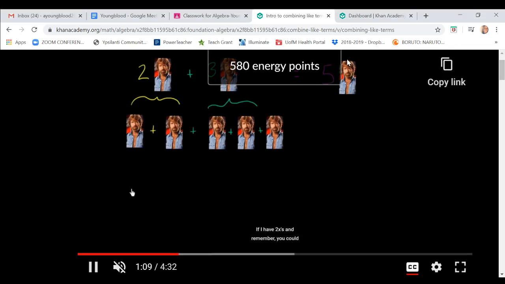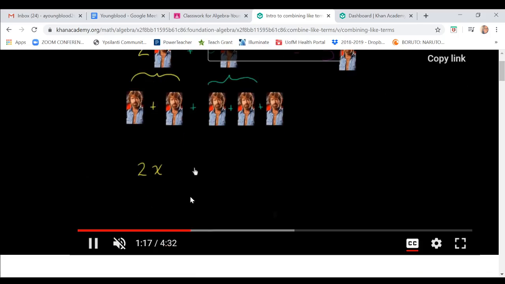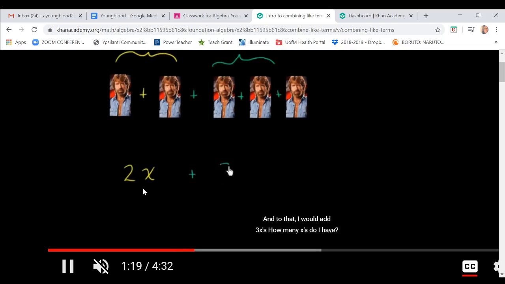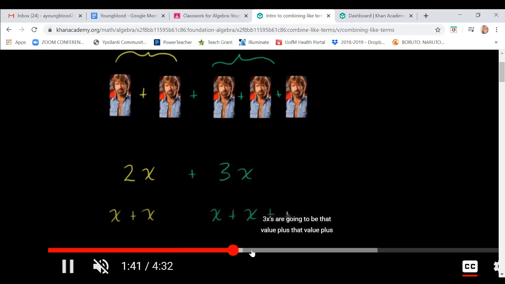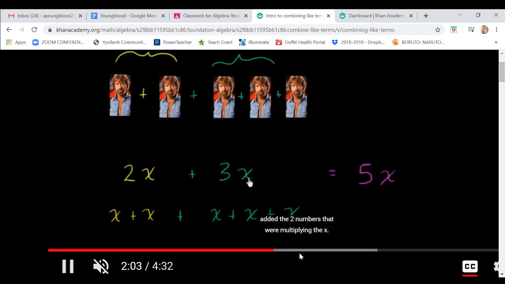All right, so like our class said, we're going to have 5 Chuck Norrises. 2 Chuck Norrises plus 3 Chuck Norrises are 5 Chuck Norrises. And then he just relates that directly to variables, right? So if we had 2x plus 3x, both of these are talking about the amount of x's we have. So he kind of shows what they look like if you expand them. So again, you would get 5 x's.